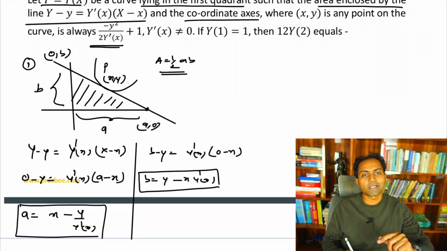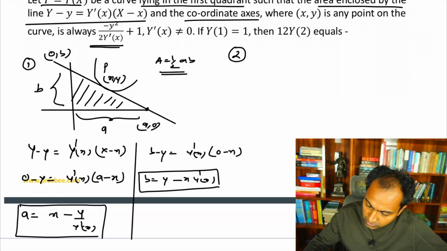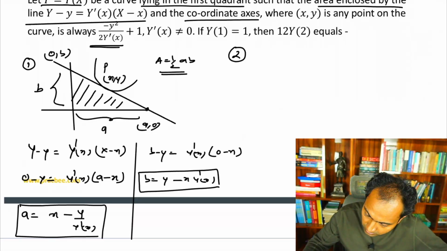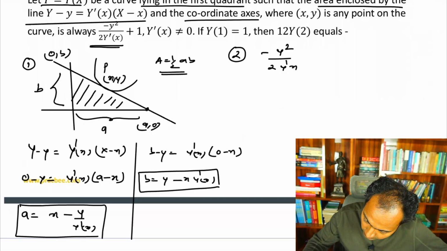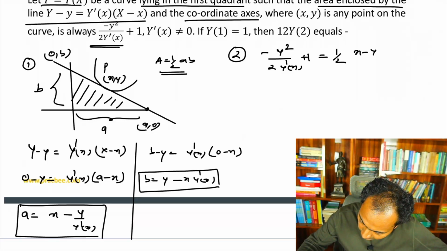Now from here the second part of the question starts, that is the connection of area and then solving the differential equation. In the second part, what they are saying is, if this area is equal to minus y square by 2 y dash of x plus 1, and now this is equal to half of AB, that would be nothing but x minus y by y dash of x into y minus x y dash of x.